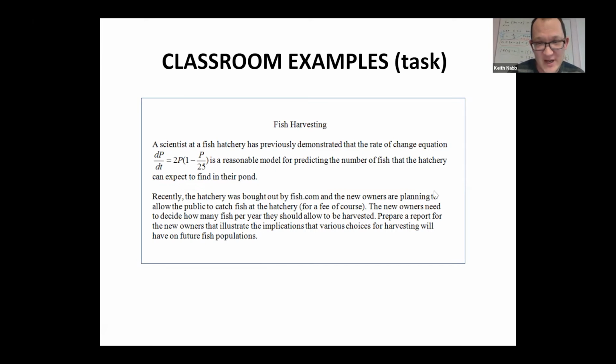It says the hatchery was bought out and they're going to allow fishing, right? So the question here is, how many fish per year should be harvested? This is a good question, because students get really stumped by this. They're like, well, is there a special number? Like, if we overfish, is that a problem? But they think about things such as bringing the business component in. So we want to make money by allowing fishing, but at the same time, we don't want the pond to go completely without fish. So this problem, I'll be frank, took the full 75 minutes, right?